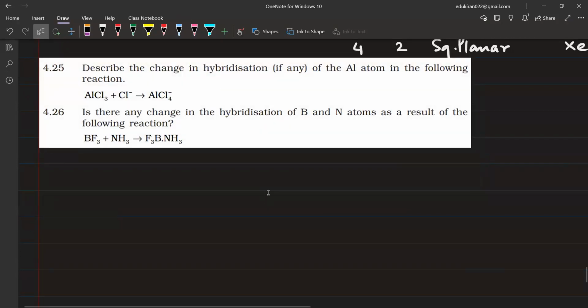Questions 4.25 and 4.26 in the NCERT. Please see this question. Don't write anything. Describe the change in hybridization, if any, of the aluminium atom in the following reaction.